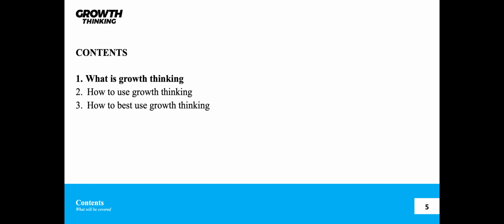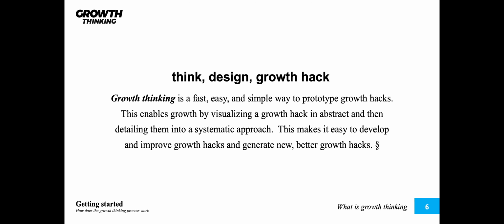So what we're going to be looking at is three components in this training. We're going to be looking at what is growth thinking. We've covered some of that in the past, and we'll always continue this as a reminder and upgrades to the information that moves along. The second part is how to use growth thinking, and finally is how to best use it through different optimizations. So let's get started on the first part here, which is: what is growth thinking about?